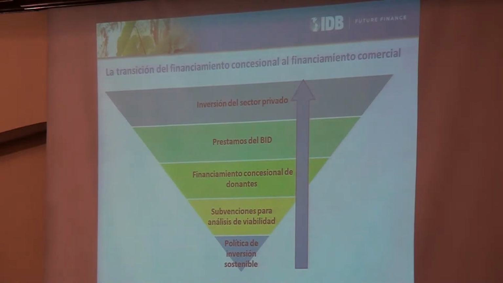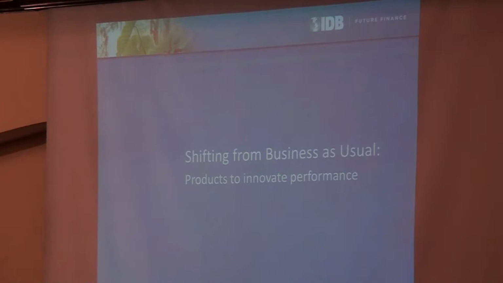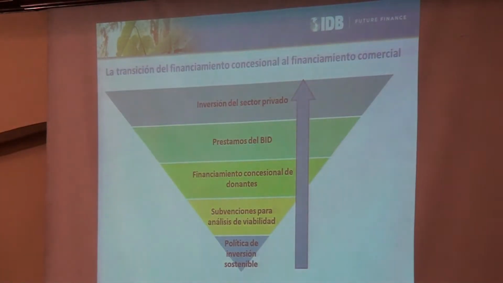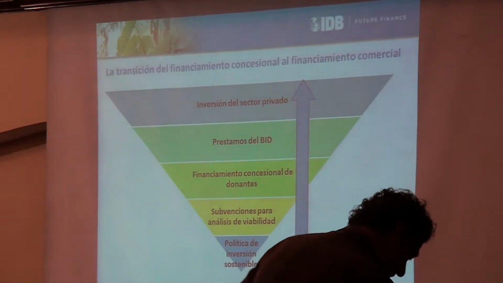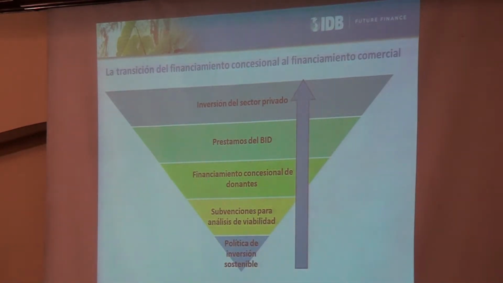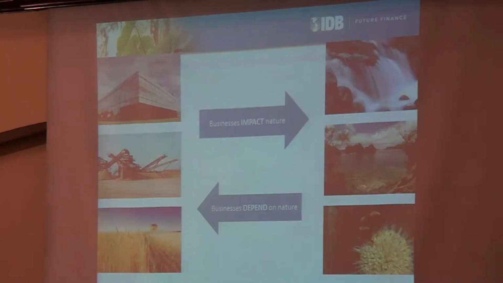And I'm going to focus on the second and third levels, the grants for feasibility analysis and concessional financing, because my team specifically works in those two areas. Next slide. And actually, sorry, skip 2 slides. Skip forward to the upside down triangle again. So right now I'm going to talk about the second level of the triangle, which is grants that we use for feasibility studies.